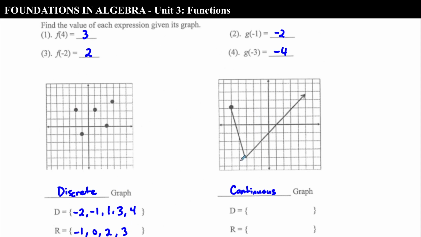Now for a continuous function, our domain here is going to be negative 5, 2, infinity, because we have an arrow on that side. Our range is going to be negative 4, and because the arrow is also pointed up, infinity on that end.